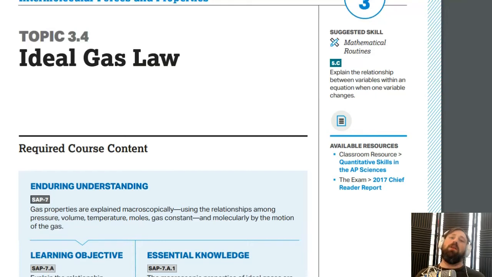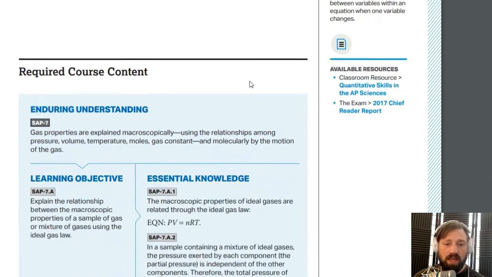Topic 3.4, Ideal Gas Law. If you're following along with me as I'm putting these videos out, you probably noticed that I skipped 3.2 and 3.3. Both of those have to do with the structure of solids and liquids and gases. I kind of went over that a little bit during states of matter, and honestly, there's not much to say there. So I'm going to skip those for now, and I might come back to them later on if we have time. So right now, we're going to jump straight into ideal gas law.